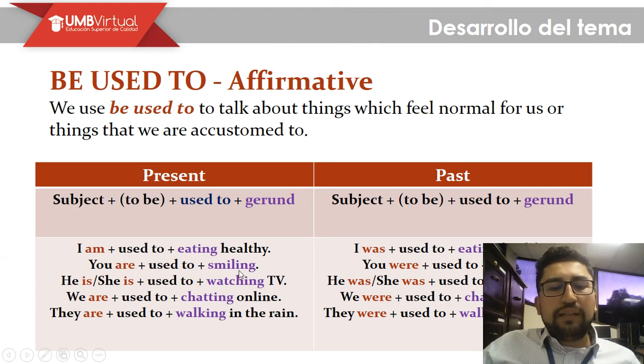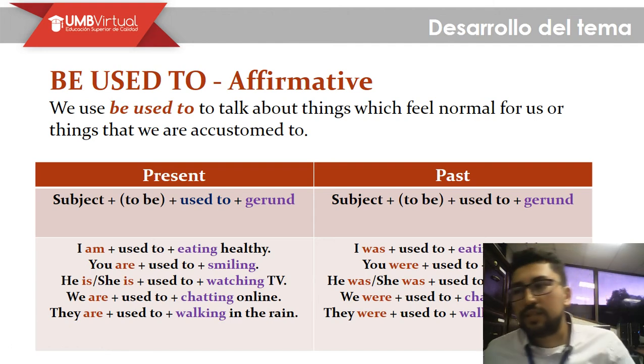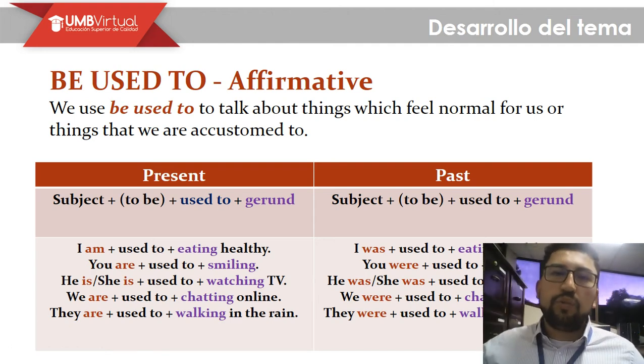Also, you are used to smiling. He or she is used to watching. We are used to chatting. They are used to walking. So remember, when we have the be and the used to, it needs to be with a gerund form. So it means that these verbs normally convert into ing, right? In the past we can say: I was used to eating healthy, you were used to smiling too much, she or he was used to watching TV, we were used to chatting online, they were used to walking in the rain, right? Because we can say that to refer to present or past habits.